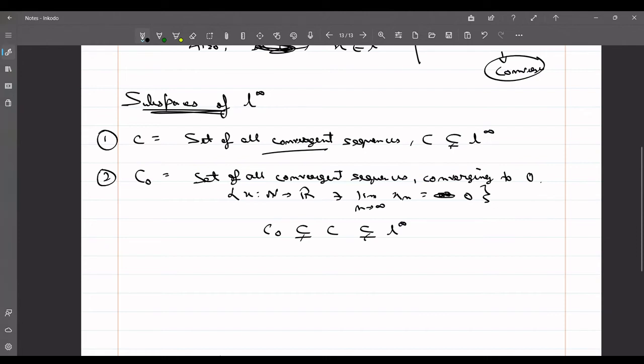Because it is kind of trivial that every convergent sequence might not converge to 0, right? Obviously. Is this much clear? This much clear.